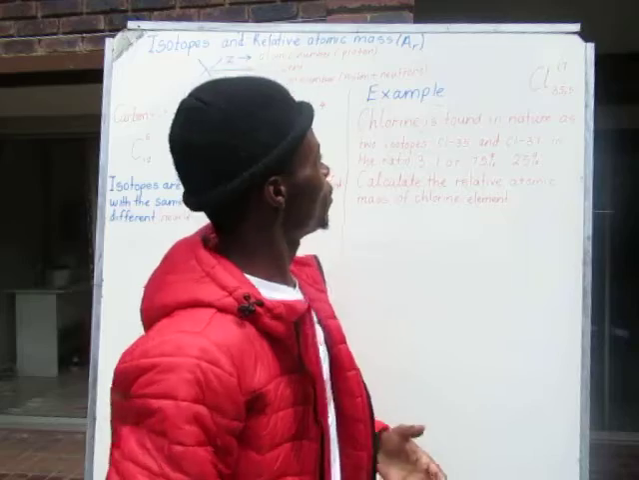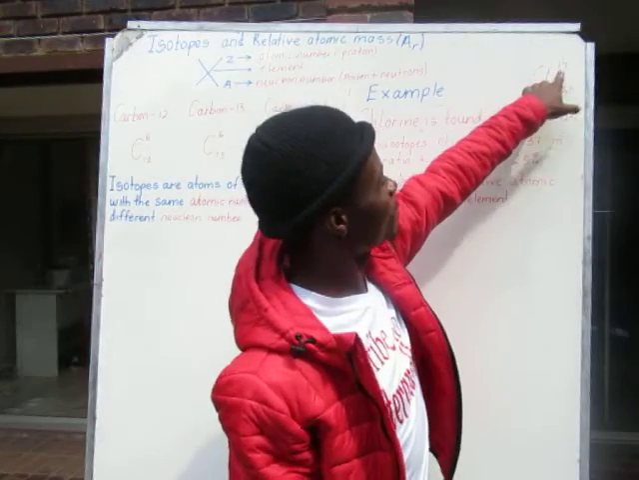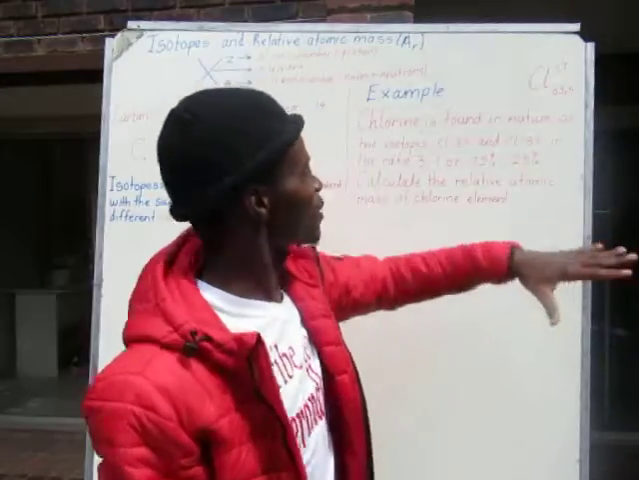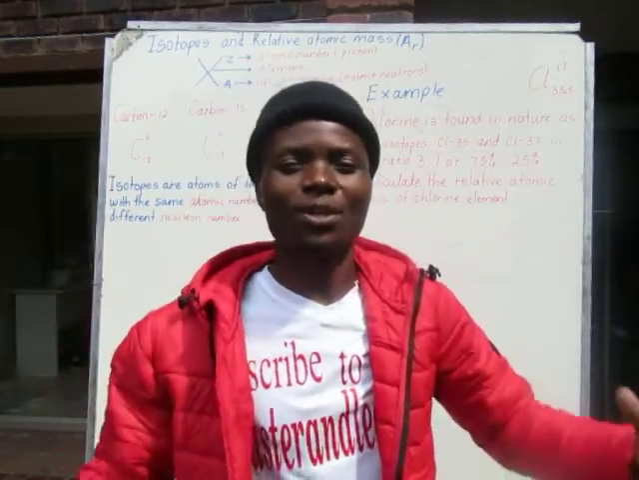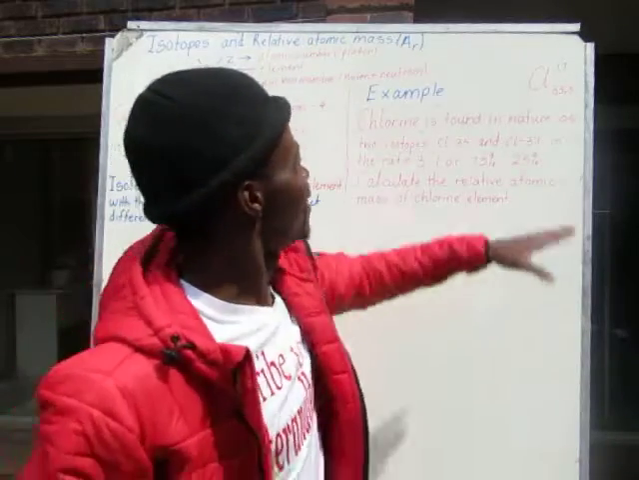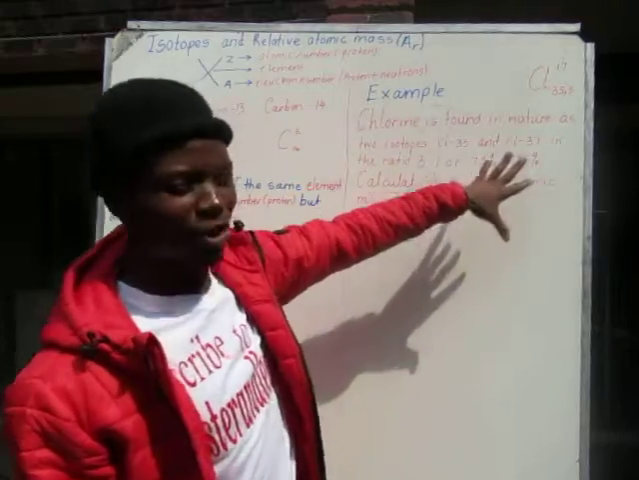But how do we represent them on the periodic table? If you look at the periodic table, you will see it's written in this manner. It has 17 there, that represents all this chlorine have 17 protons. So they have the same atomic number. So they are the same atoms. But they have different values. So this is an example that we're going to do together.